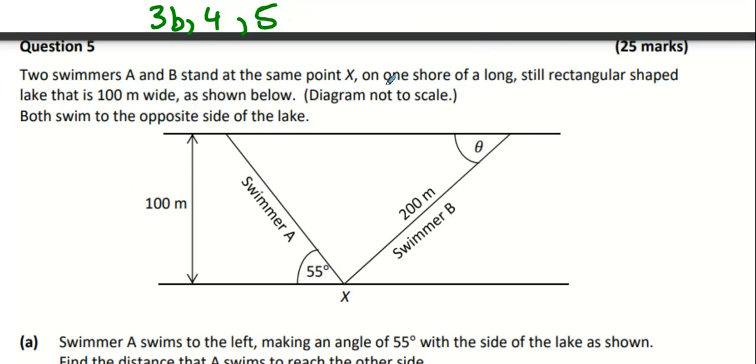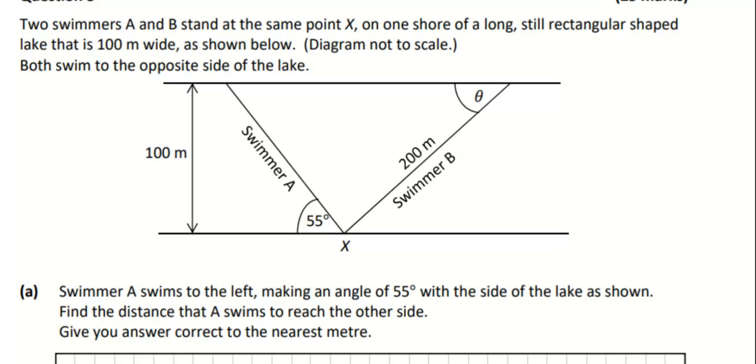Two swimmers A and B stand at the same point X on one shore of a long, still, rectangular-shaped lake that is 100 meters wide. Swimmer A swims to the left. So if you imagine this is swimmer A here, this guy here, terrible at drawing people. Don't know what that is. Looks more like an octopus. But either way, swimmer A goes that way.